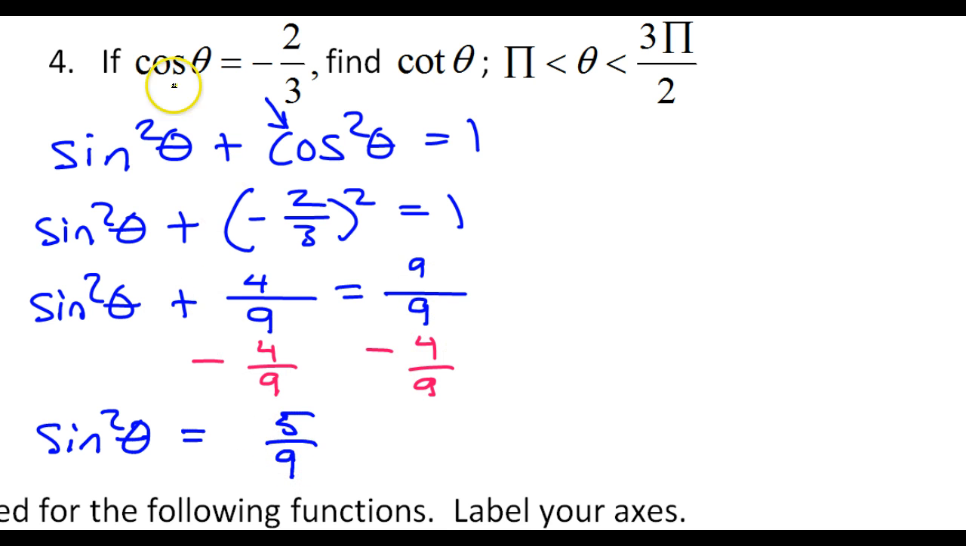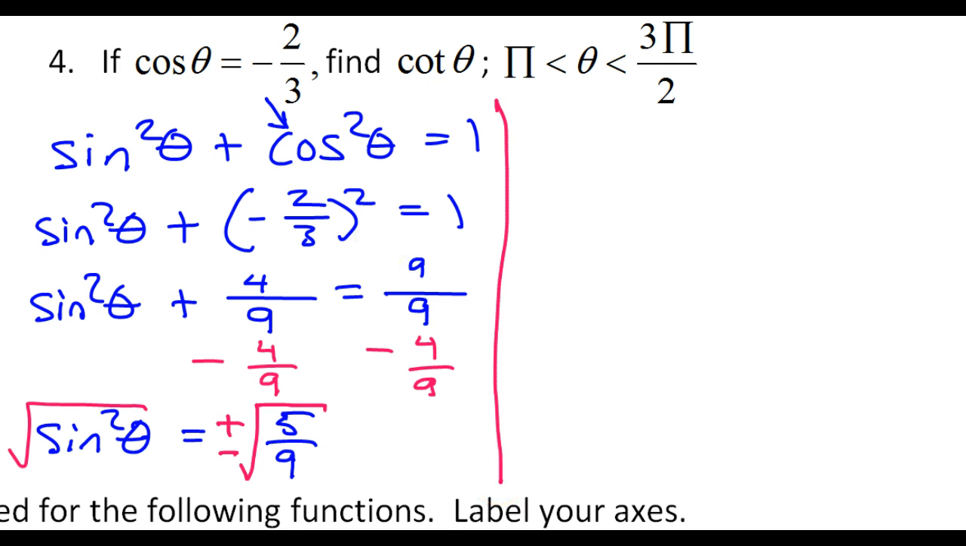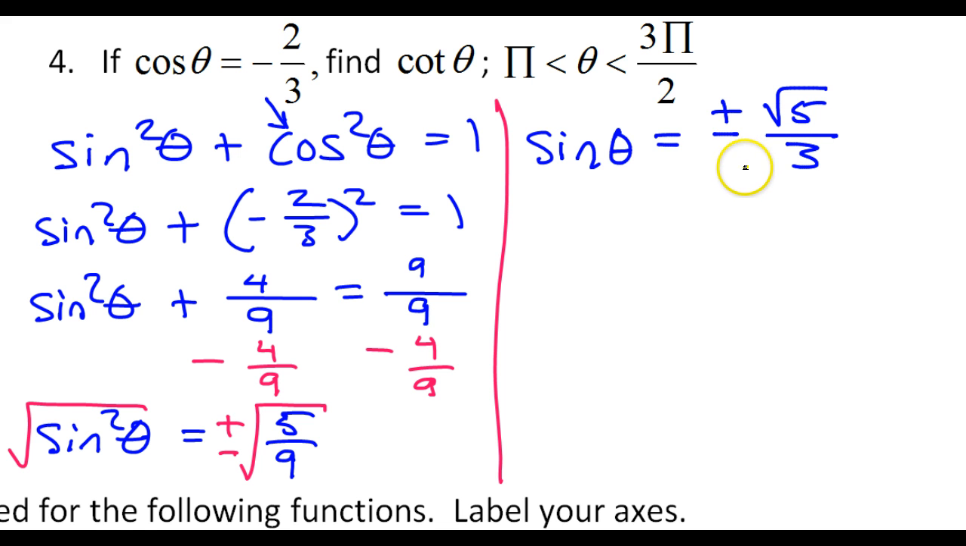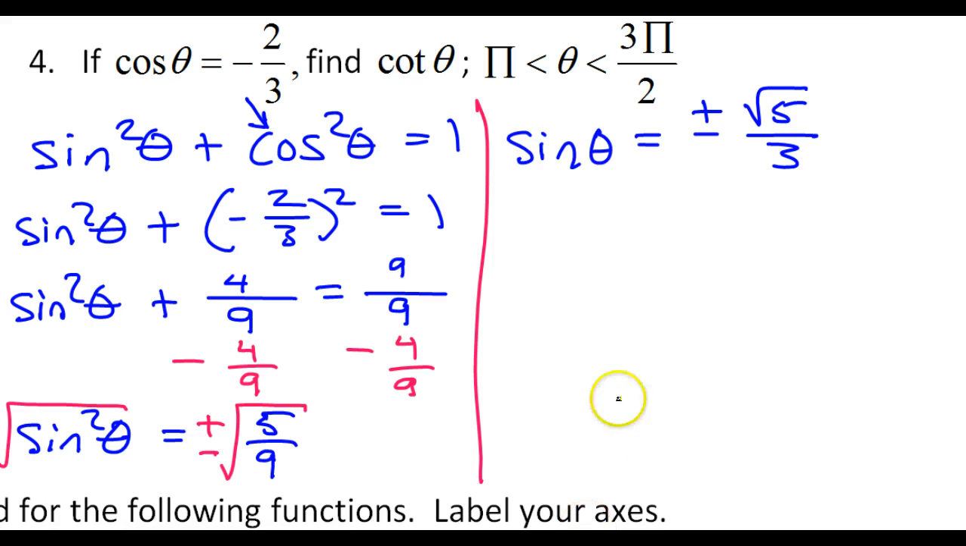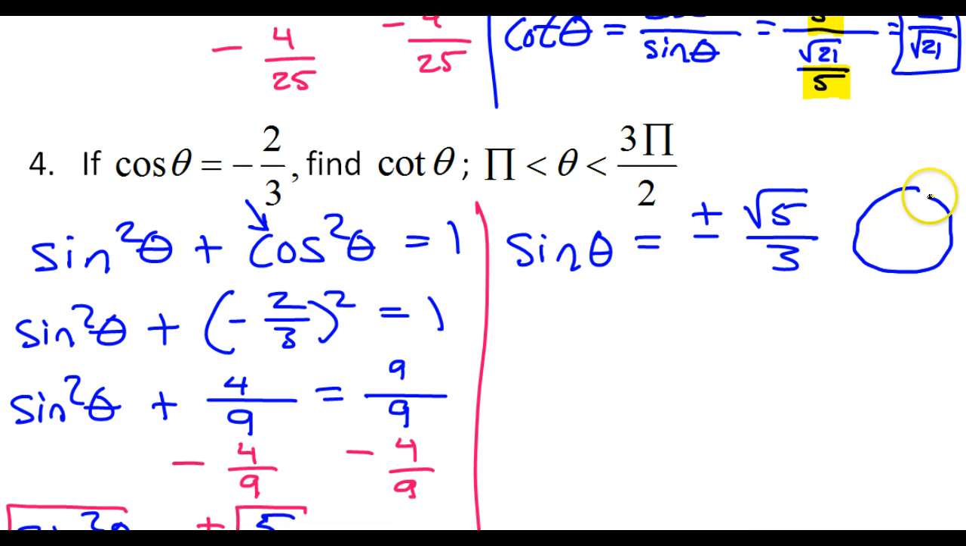Okay, so when I take the square root of both sides to unsquare this, don't forget that it will be plus or minus. So that's going to give me sine theta is equal to plus or minus radical 5 over 3. Now, is sine positive or negative in the quadrant that they are indicating? Alright, well, let me draw a little diagram of a unit circle. Okay, pi, they're saying between pi and 3 pi over 2. Well, here's pi and here's 3 pi over 2. So we are talking about the third quadrant.